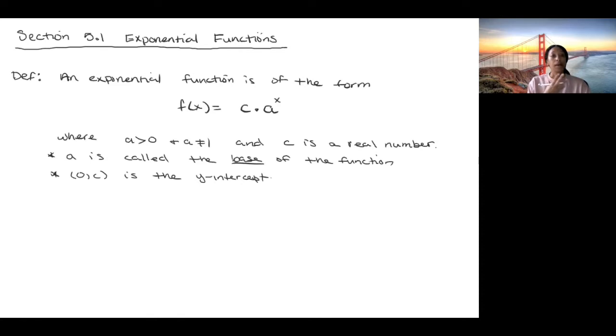All right, so I'm going to write out a couple examples of what exponential functions would look like, and then we're going to talk about what the graph of these types of functions will look like. And when we graph them, we need to know the shape of the graph, the domain and the range, and then also the intercepts and the asymptotes of the graph.